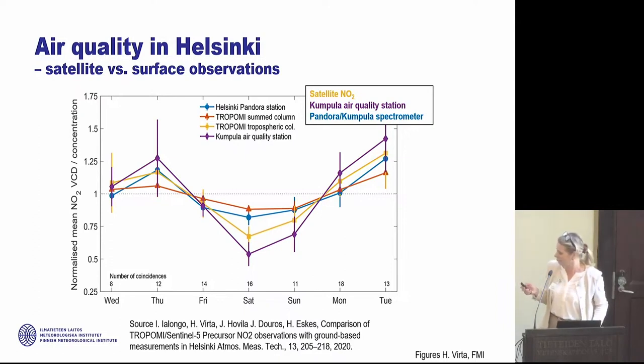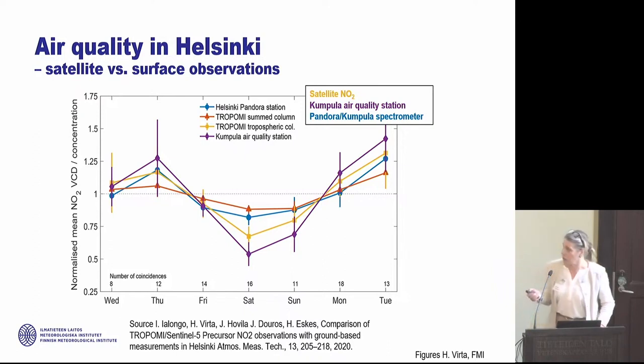So in this case here, we compare different types of ground-based observations with the satellite observations, and in this plot they have been plotted according to the weekday, so that you see the variability in the Helsinki area of nitrogen dioxide along the days. So less on Saturday and Sunday in the weekend, but more in the weekdays.